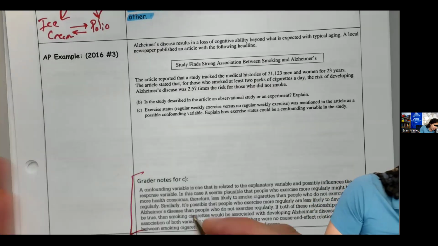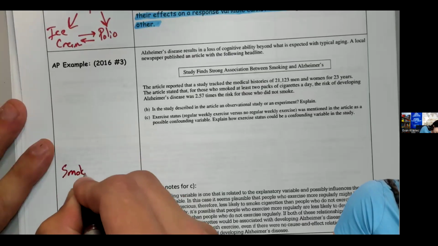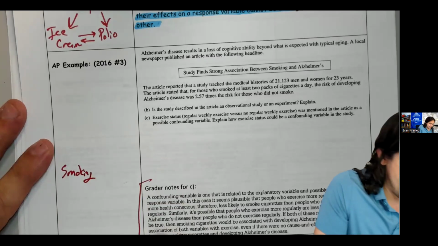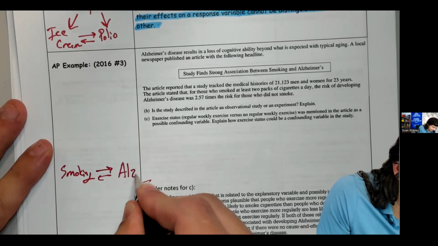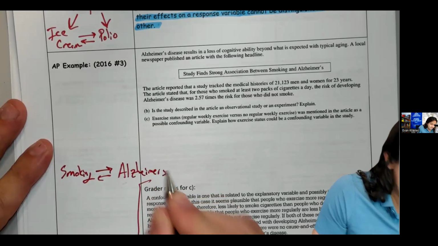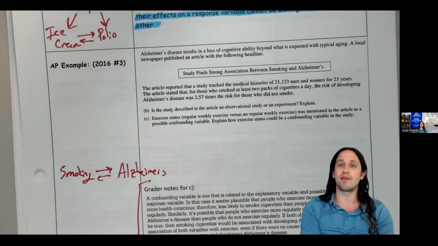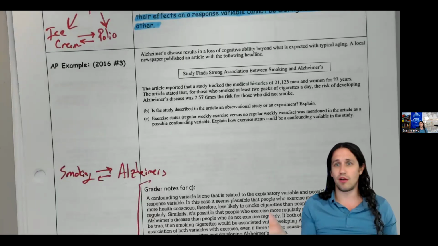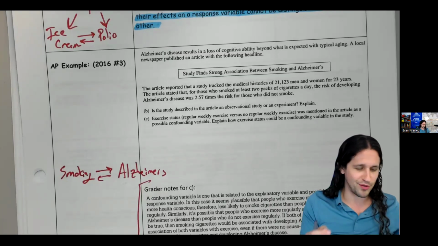Okay, so what do we got right now? We've got this thing where it looks like smoking, and what does that go along with? Alzheimer's. So that's kind of the situation. Right now, it looks like, hey, smoking, Alzheimer's. Looks like they've got something to do with each other. Maybe you smoke, you get Alzheimer's. Maybe you get Alzheimer's, you want to start smoking. I don't know. It's probably one of those directions.